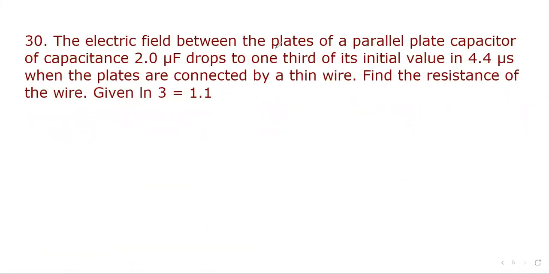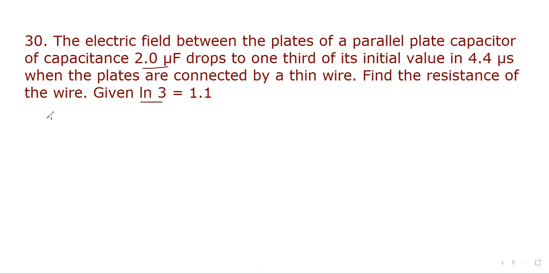The electric field between the plates of a parallel plate capacitor of capacitance 2 microfarad drops to 1/3 of its initial value in 4.4 microsecond when the plates are connected by a thin wire. Find the resistance of the wire, given natural log of 3 equal to 1.1.